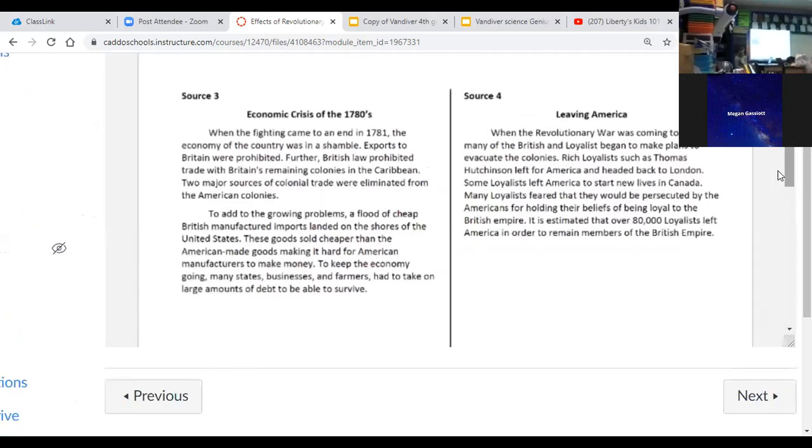Source 3, economic crisis of the 1780s. This is kind of like what we're in right now. We have a pandemic going on and an economic crisis because of the pandemic, which is what they had going on. Economic crisis of the 1780s.